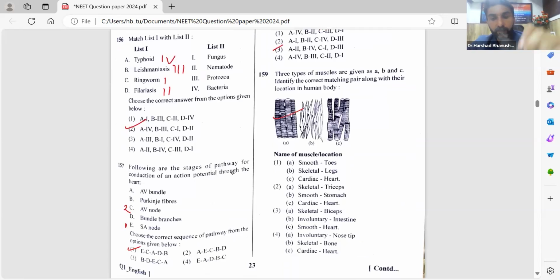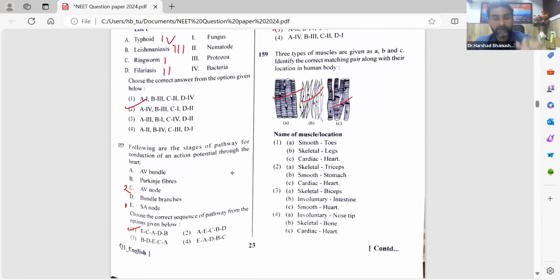The first one is an example of a striated muscle. Second is smooth muscle. The third is cardiac muscle. So it will be skeletal, smooth, and cardiac. Skeletal is found in triceps. Smooth is found in stomach, and cardiac is found in heart, which is our answer, option number 2.